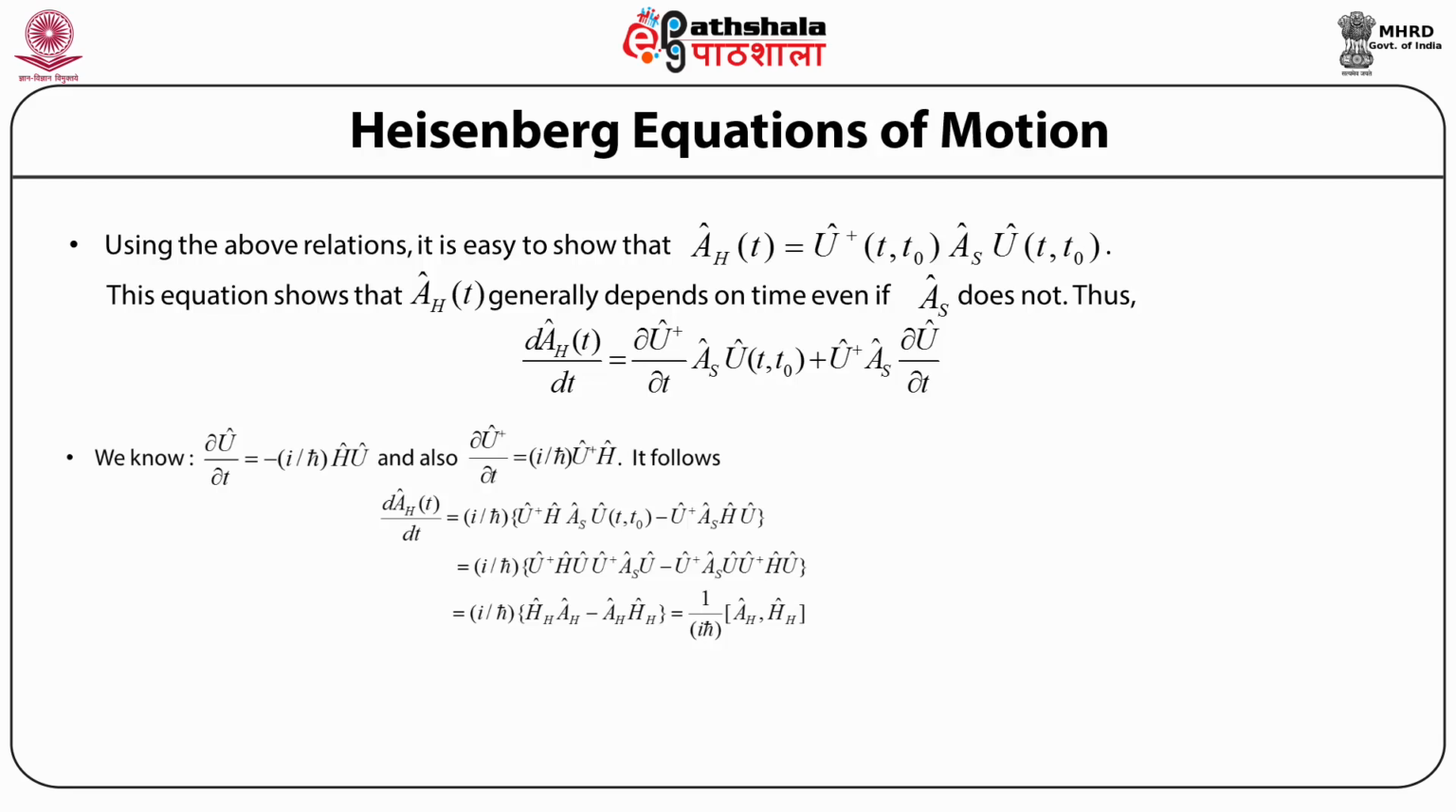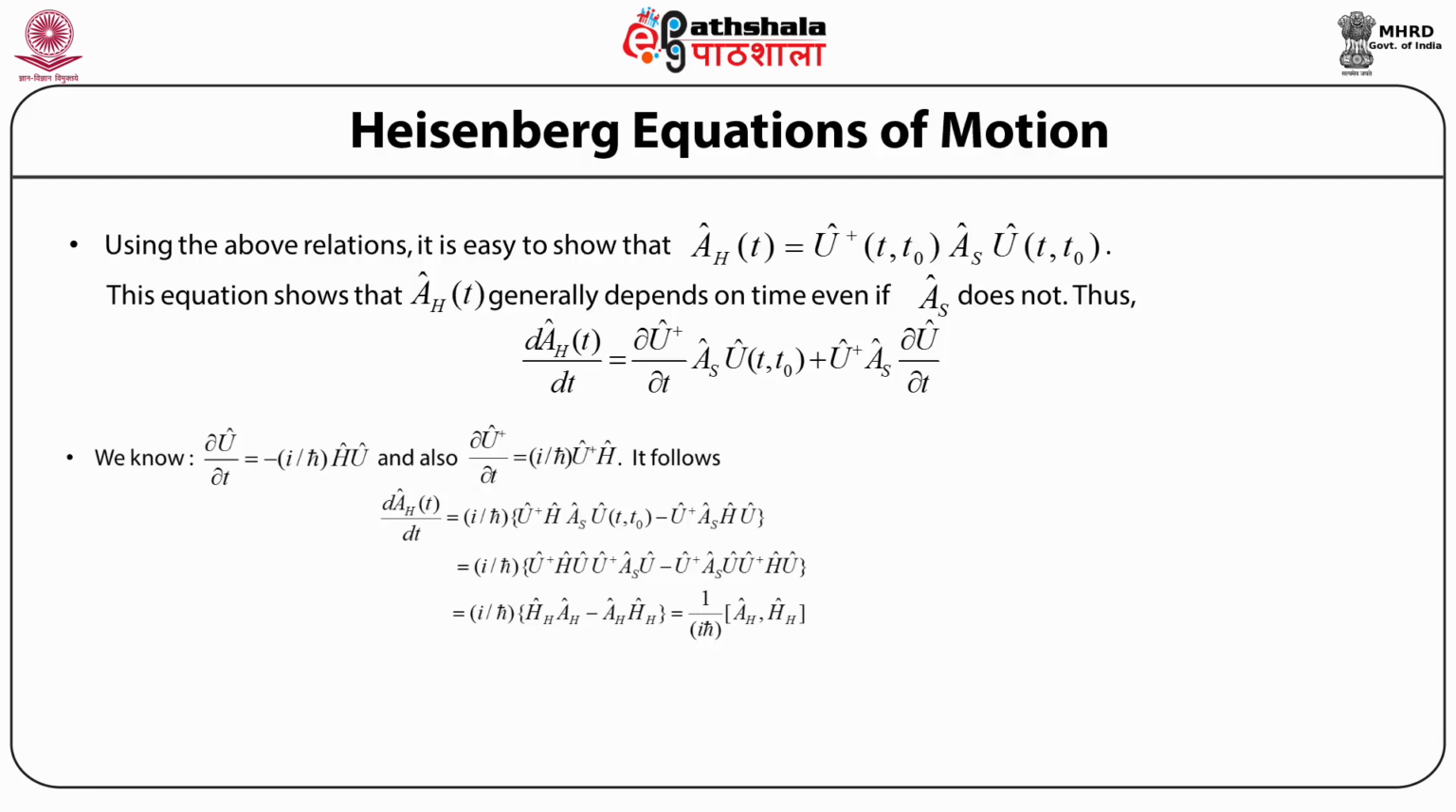Thus, we can define the time derivative of the operator A_H(t) in the Heisenberg picture as follows: the derivative of operator A_H(t) with respect to time is equal to the partial derivative with respect to time of the unitary operator U dagger, operator A_S, unitary operator U(t, t0), plus unitary operator U dagger, operator A_S, the partial derivative with respect to time of unitary operator U.